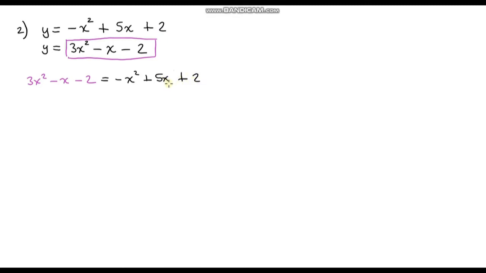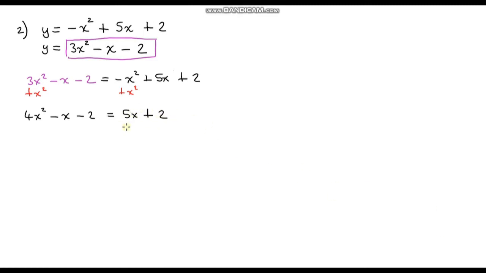Now we want to get everything on one side, so we just want to be left with 0. Because we've got more x squared terms on the left, I'm going to put everything on the left hand side. So the first thing I'm going to do is to get rid of this negative x squared. If I add x squared to this side, I obviously need to add x squared to this side as well. So what are we left with? We've got 4x squared now, minus x minus 2. And on the right hand side, these two terms cancel, so we're just left with 5x plus 2.